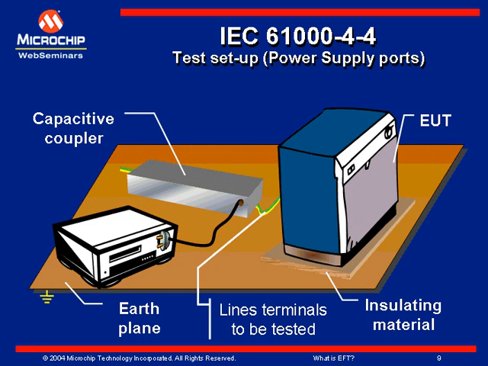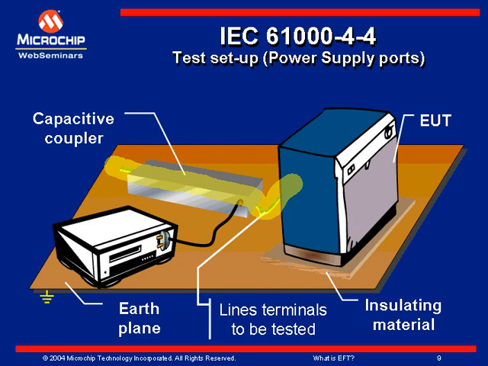The next test setup is for data I/O lines. In this case, it is suggested one needs to use a capacitive coupler. What happens is all the cables in the equipment are passed through this one capacitive coupler. It's a metal object that is 1 meter long, and there are two opposite metal lines, and you pass your cables in between, and that way you are capacitively coupling noise into the wires.